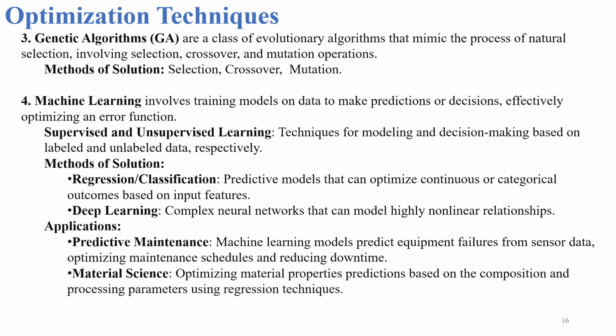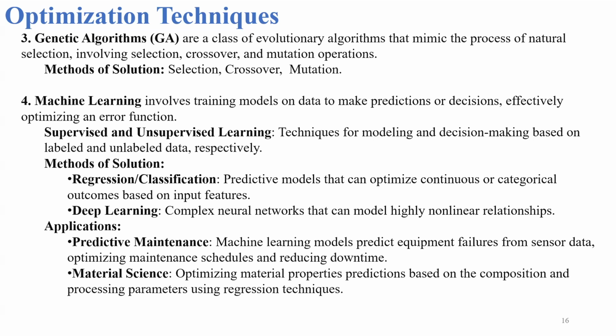So for supervised machine learning, you can have different methods such as regression and classification. Regression is a predictive model that can optimize continuous or categorical outcomes based on input features. So if you have, for example, 0 and 1, that's like classification. While if you want to predict 0, 0.1, 0.5, these float values, for example, these are regression analysis.